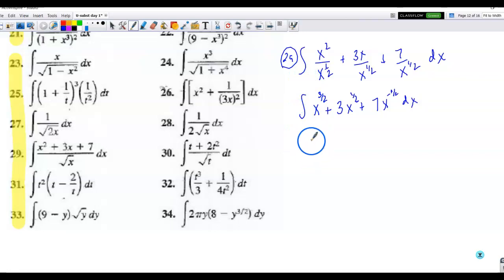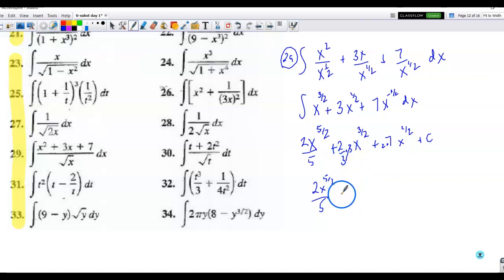Now I'm going to do simple integration. Increase the power by 1, divide by the new power. Increase the power by 1 to the 3 halves, and then I'm going to multiply by 2, so that's going to be 2/3 times 3. Increase the power by 1, so that's 7x to the 1/2 power. Divide by 1/2 is to times by 2. So simplified, that's 2x to the 5 halves over 5.